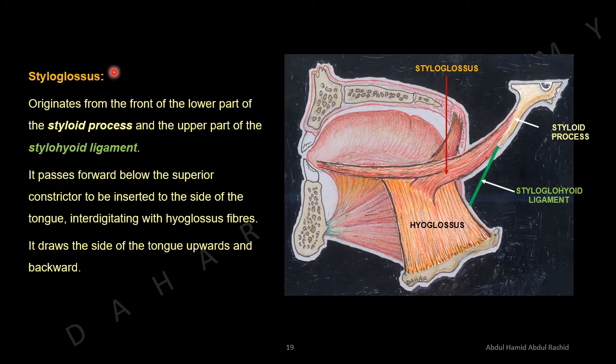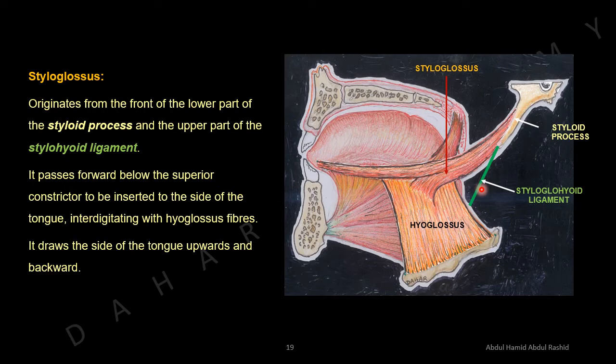Styloglossus. Look at the diagram first. This is styloid process. This is hyoid bone. This is stylohyoid ligament. Let's talk about styloglossus muscle. This is the styloglossus muscle. It originates from the front of the lower part of the styloid process and the upper part of the stylohyoid ligament.